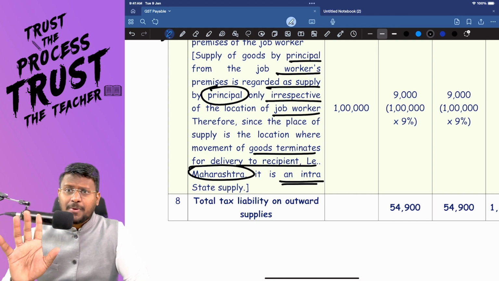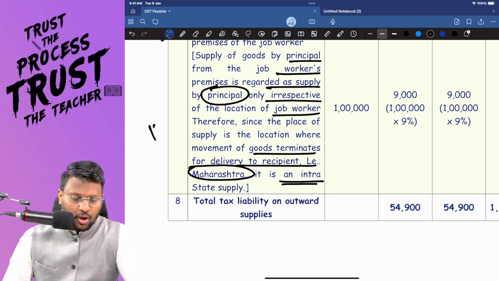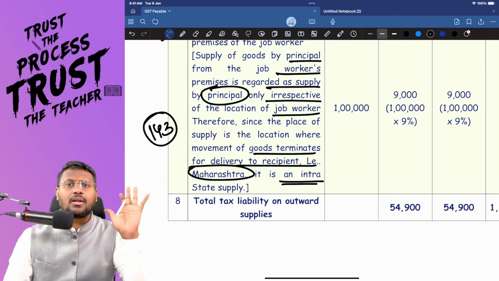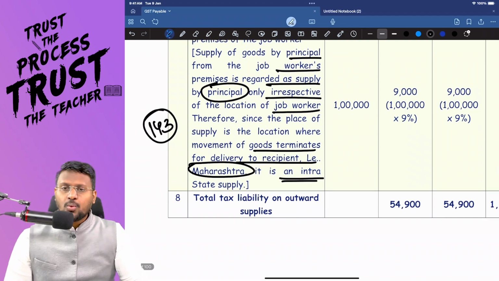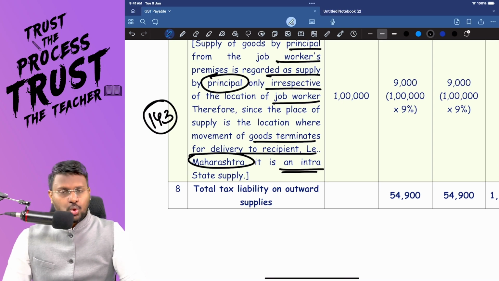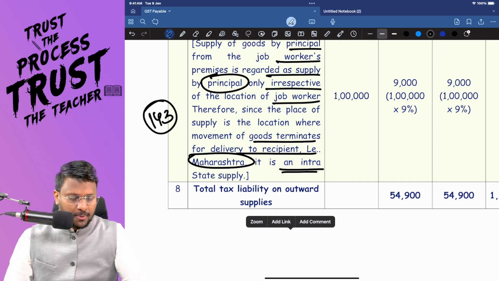Actually, the supply has been made by the job worker. It is allowed under section 143 of the act. My dear lovable students, revise section 143 immediately after this question. Section 143 is a very important, exclusive CA final part. So, a principal can sell goods on behalf of the job worker.